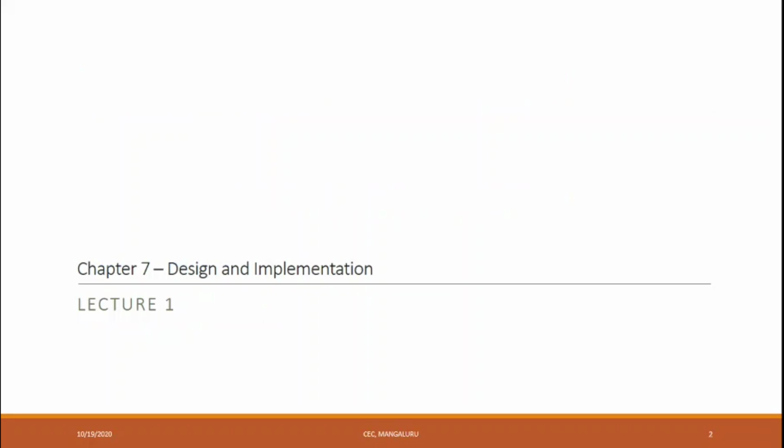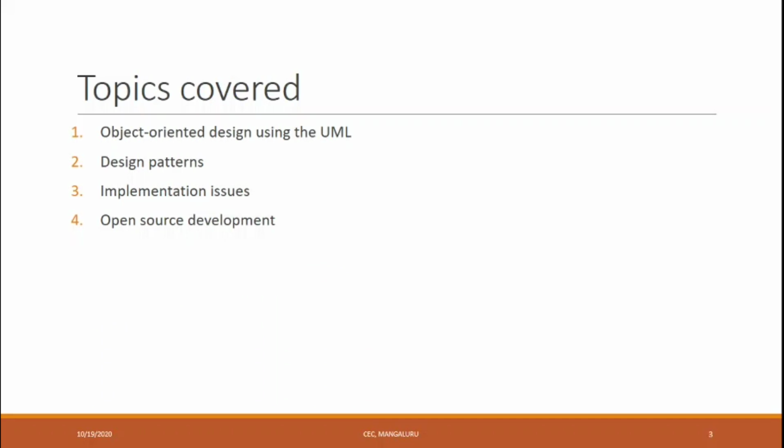In this online video session, we'll see the third module, second chapter. In the prescribed textbook, it is the 7th chapter, and in Module 3 it is the second chapter. The chapter name is Design and Implementation. Topics covered in this chapter: object-oriented design using UML, design patterns, implementation issues, and open source development.